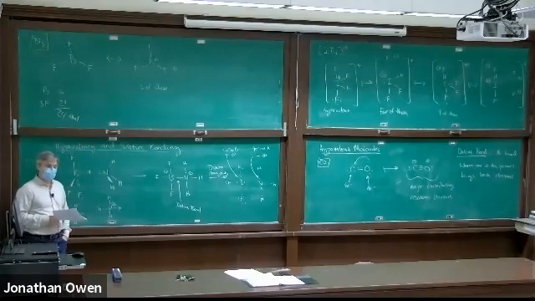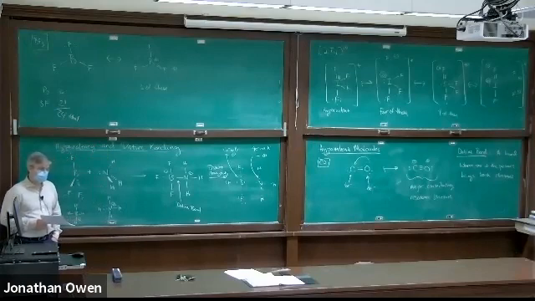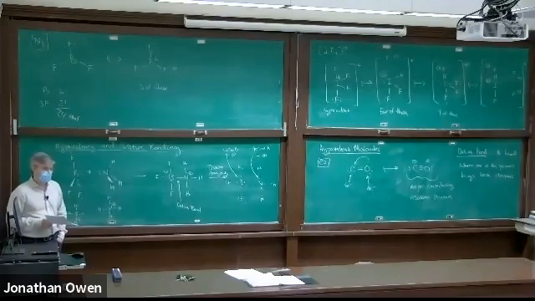Another definition of valence. How many electrons are used in making bonds? 5. Nitrogen is pentavalent.